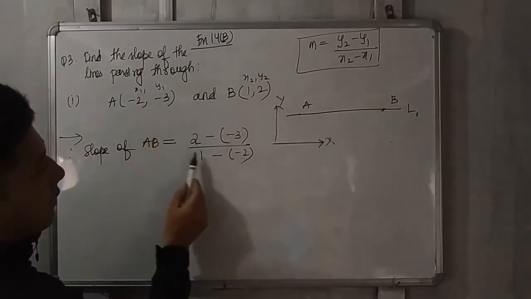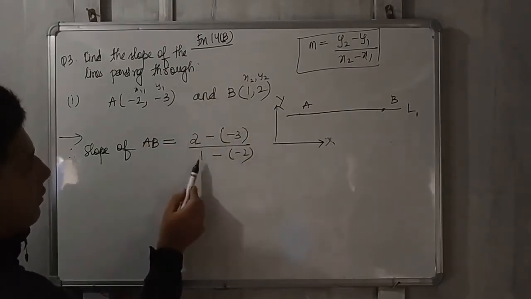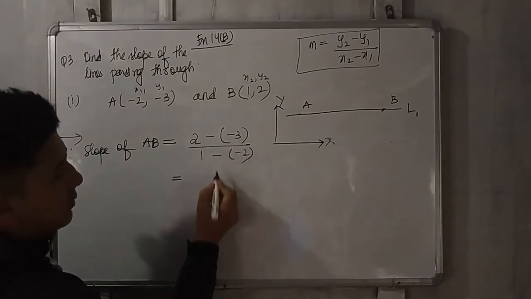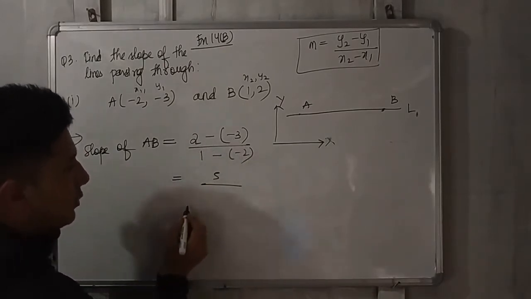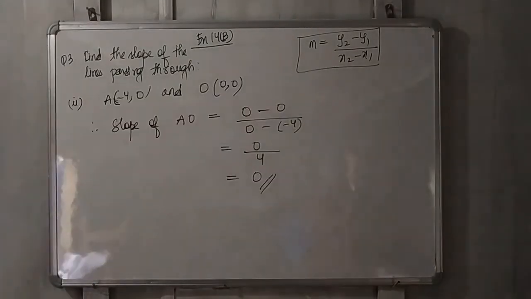y2 minus y1. y2 is 2, minus of y1 is minus 3, divided by x2, that is 1, minus of minus 2. Now we know how to do minus minus plus, so this will be 5, minus minus plus, so this will be 3. So what is the slope? 5 by 3. So pause the video, note it down.